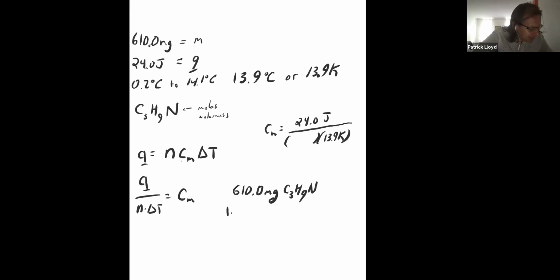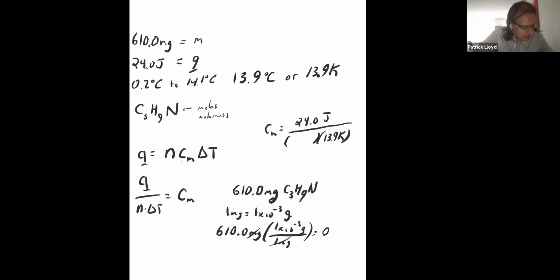1 milligram is 1 times 10 to the minus 3 grams, right? So 610.0 milligrams, 1 times 10 to the minus 3 grams is a milligram. Milligrams are gone, and you get 0.610 grams. So there's your mass in grams. Okay, now we want to find the number of moles. This is moles.